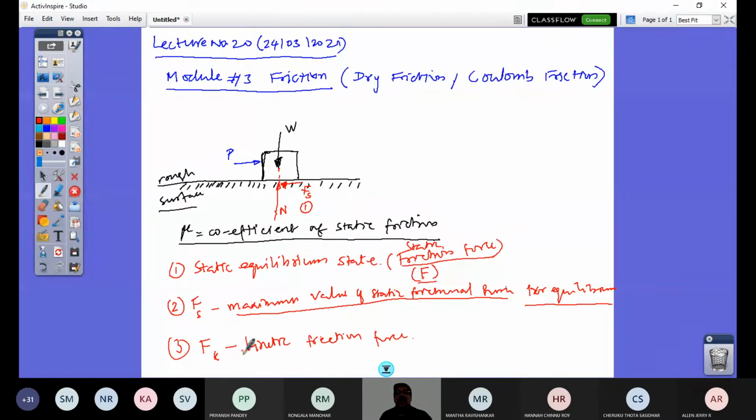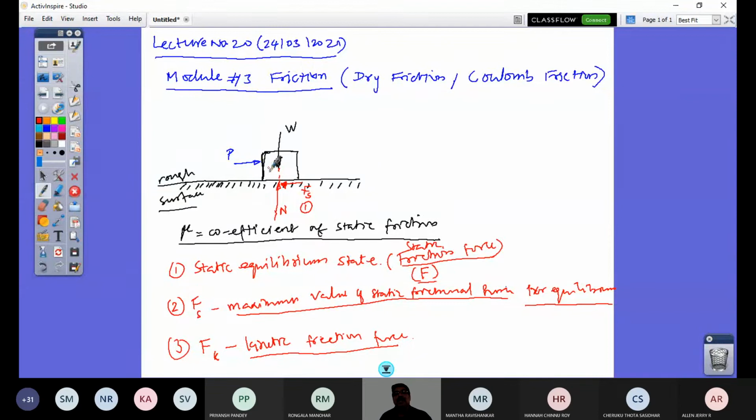So every surface will have a maximum friction force that can be developed for equilibrium. Anything lesser than that is developed between the contact surfaces. What does that mean? The applied force itself is lesser than the maximum friction force that is developed in the contact surface. So it is balanced. So the moment the applied force P exceeds this maximum static friction value, then you see the effect in the block is not a static condition.